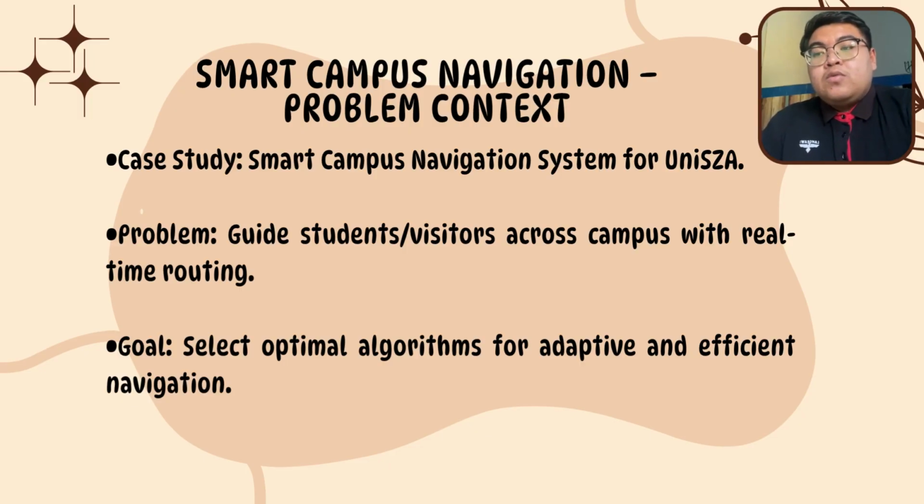There are 5 of them: A star, Dijkstra, Bellman-Ford, Kruskal, and Branch and Bound. So in this presentation, we are going to select the optimal algorithm for adaptive and efficient navigation. So let's go.